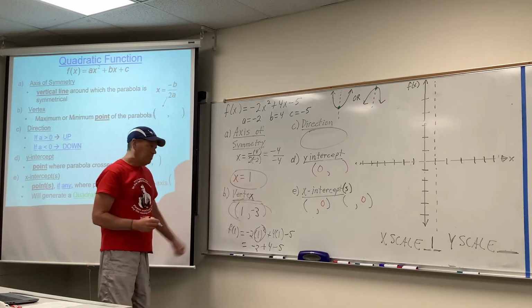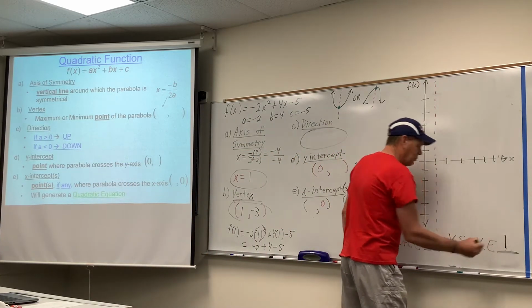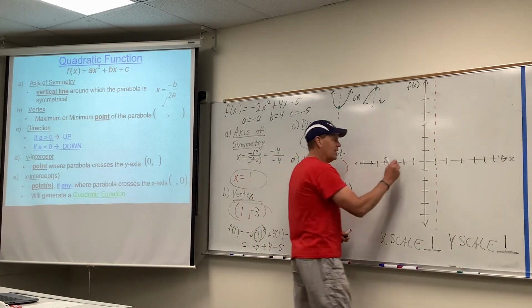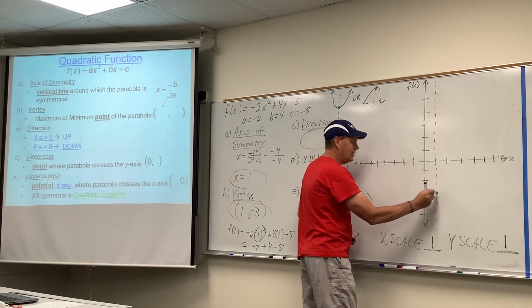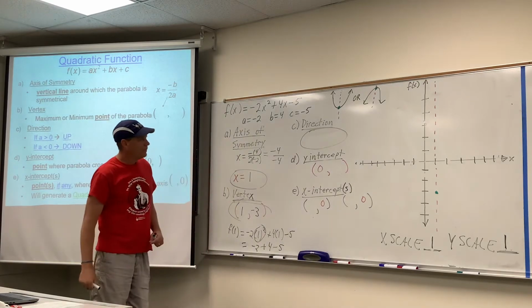All right, I'm thinking the y-axis is conducive to scaling by 1s as well. And therefore, we'll go plot that ordered pair. X is 1, y is -3, ordered pair, point, boom. All right, so we're done with that.